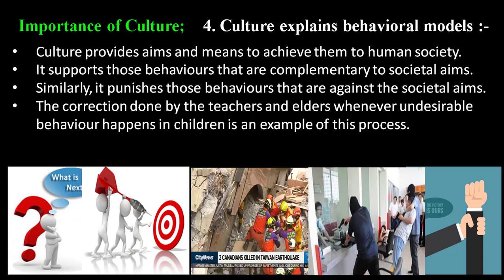If their behavior is modified to be complementary to societal aims, then similarly those who are against the societal aims will be punished. If the children are in malpractice or against the discipline, usually they will be corrected by the teachers and elders. That is an example of how culture explains behavioral models.